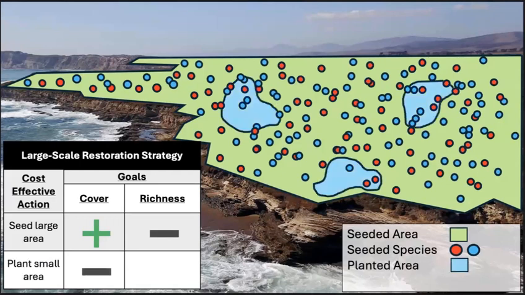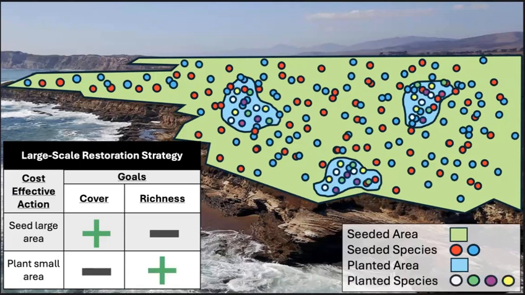But then we can come back and we can plant small subsections of this area, right? And we're not going to be able to cover a huge amount of ground that way. But we can really up that localized diversity. And this way we can sort of manage for these trade-offs between these different restoration tools and techniques we have while maintaining a cost-effective overall approach to managing 1,000 acres.